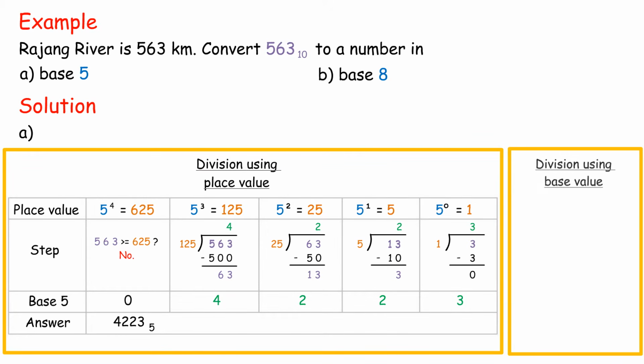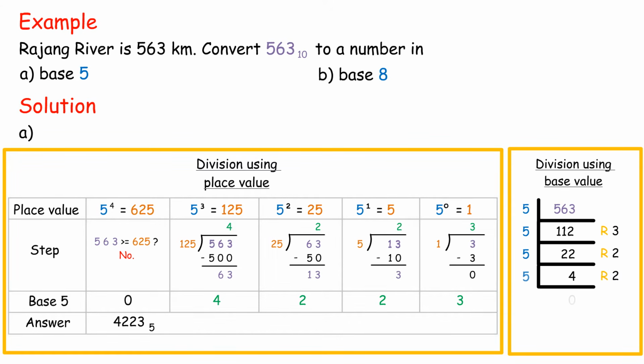Now, let us move on to method 2, division using base value. 563 divided by 5 will get 112 with the remainder 3. 112 divided by 5 will get 22 with the remainder 2. 22 further divided by 5 will get 4 with the remainder 2. 4 divided by 5 will get 0 with the remainder 4. After that, get the value of the remainder from bottom to top. Therefore, 563 in base 10 is equal to 4223 in base 5. You can see both methods give you the same answer.